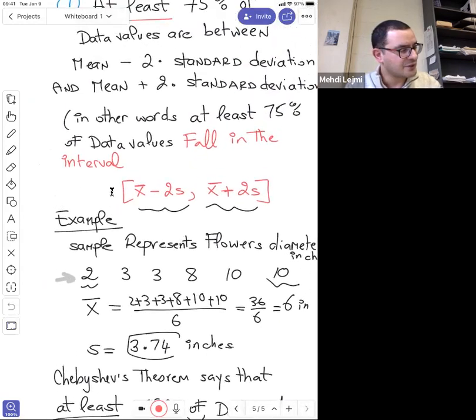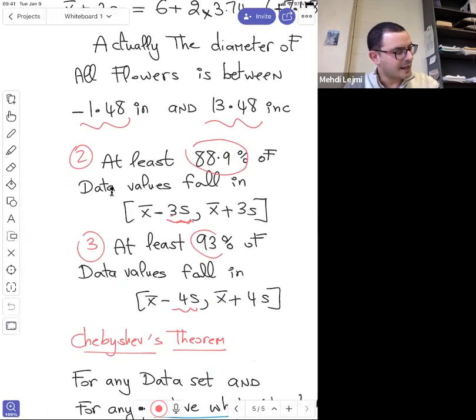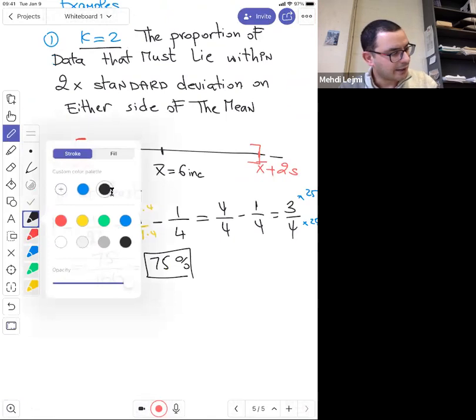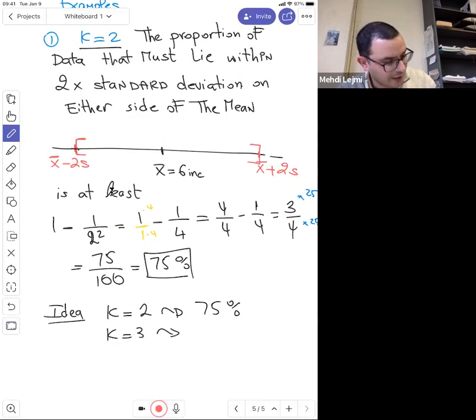I said as a first consequence, at least 75% of the data values are between the mean minus 2 standard deviations and the mean plus 2 standard deviations, okay? So for each k, in this example I use k equal to 2. If you use k is 2, then the percentage you get is 75%. If k is 3, the percentage you get is 88.9%. If k is 4, the percentage you get is about 93%.